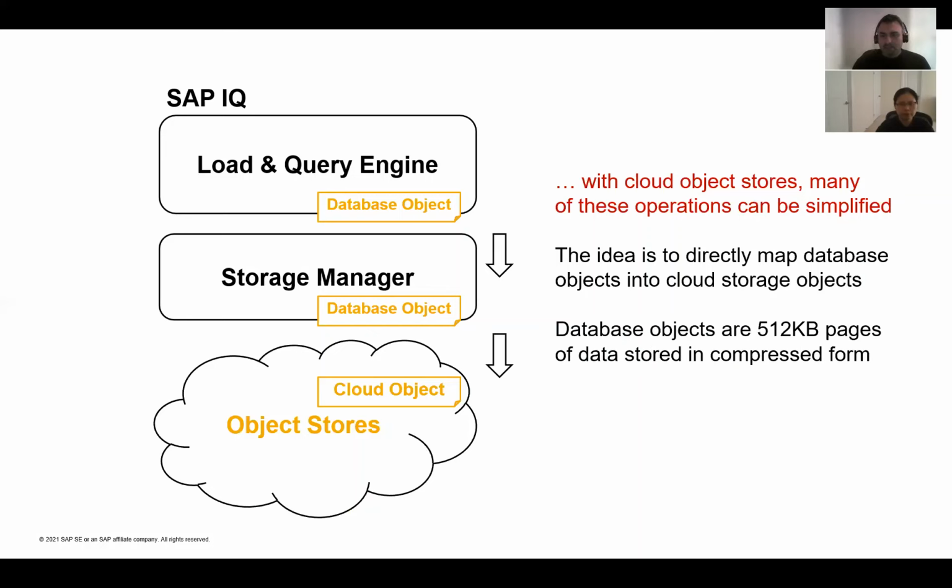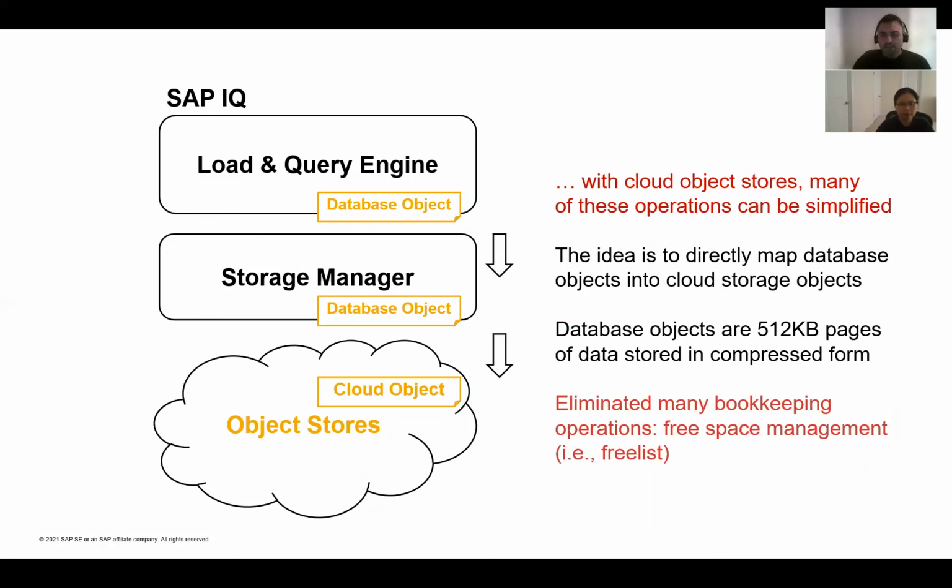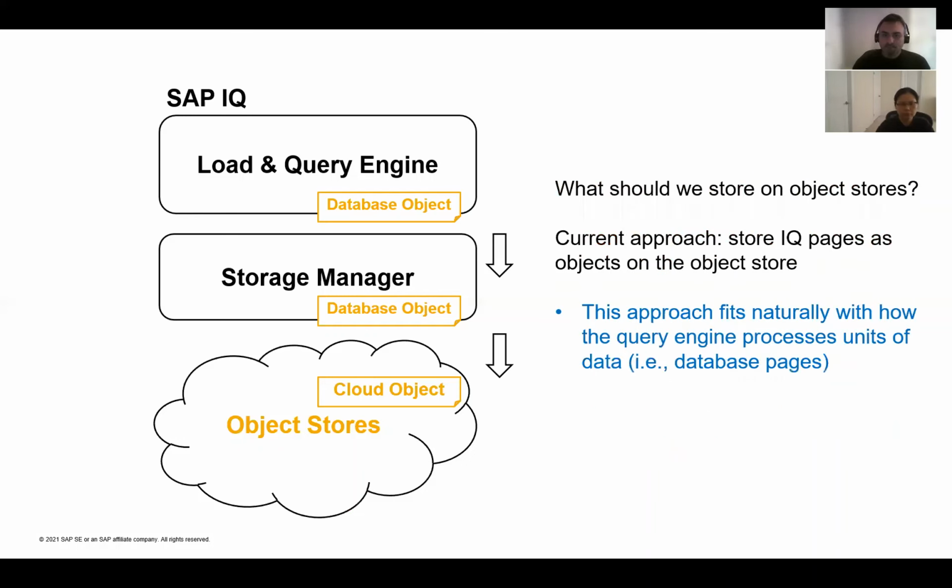These database objects are 512 kilobytes in size, and are stored in compressed form on the object stores. And by doing this, we've eliminated many of the bookkeeping operations that were done at the free list level or at the free space management level. So this is the approach that we discuss in the paper.